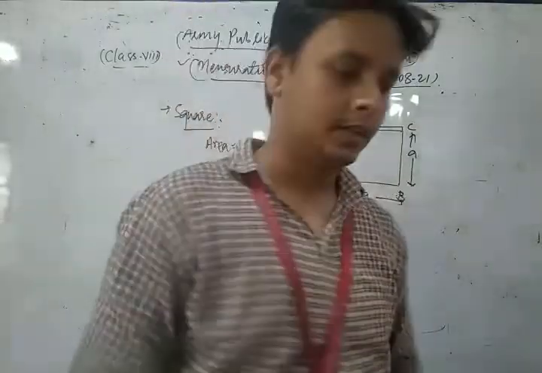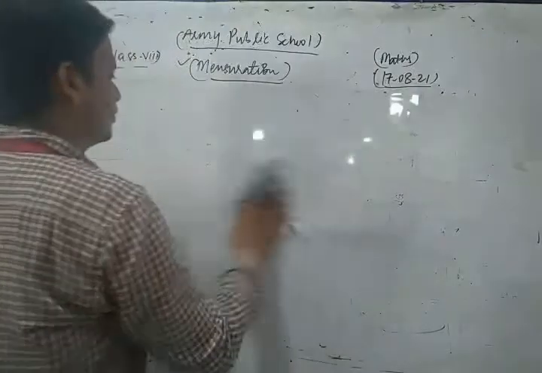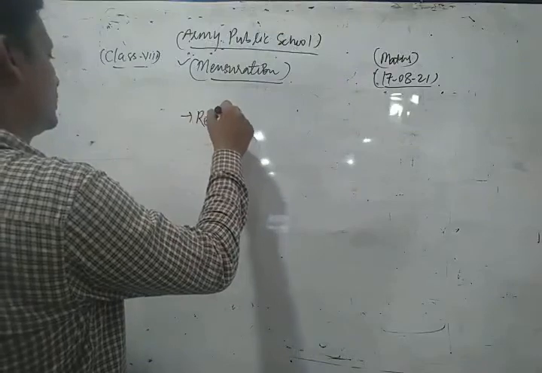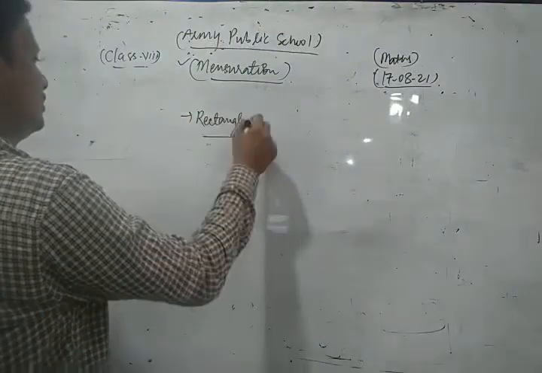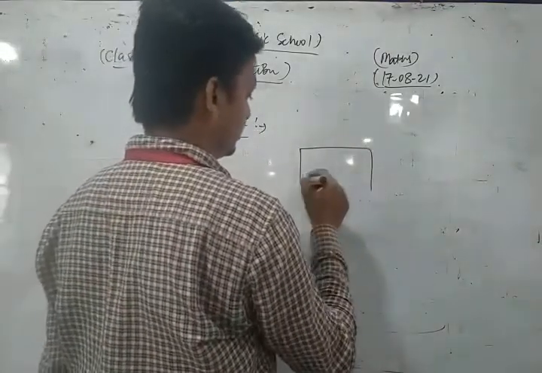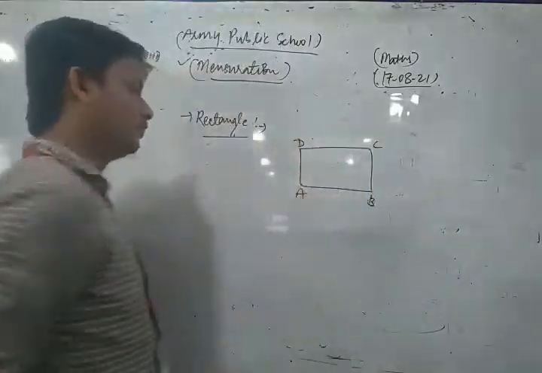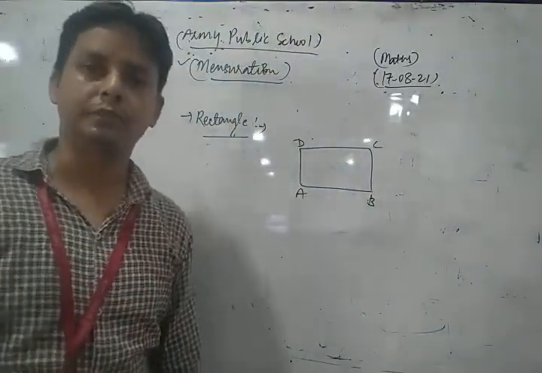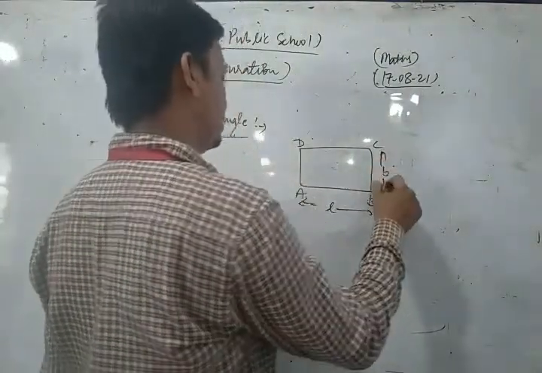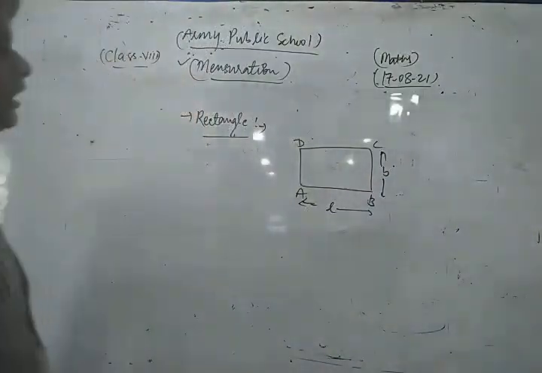Okay, now we will discuss the second shape, which is the rectangle. Look. What is the rectangle? A rectangle is a special type of quadrilateral in which opposite sides are equal to each other, like that. This is the length and this is the breadth. In a rectangle, opposite sides are equal to each other.